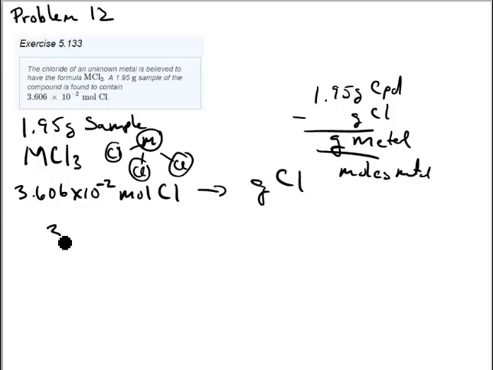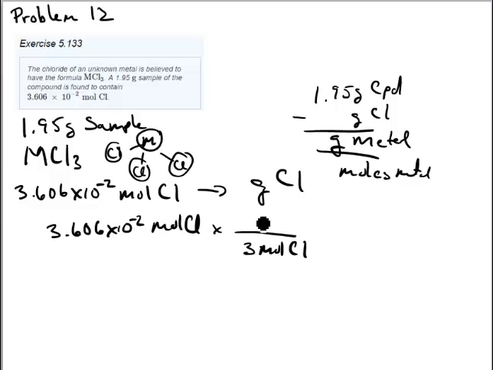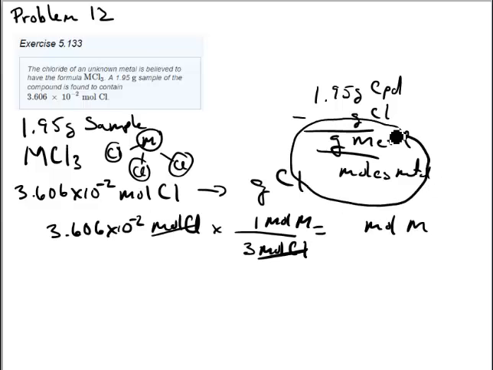So if we have 3.606 times 10 to the minus 2 moles of Cl, and we know we have 3 moles of Cl to every 1 mole of M, that'll tell us how many moles of M we have. And now we have grams per mole. That should allow us to identify what that unknown metal is, right? That's the problem. I can work through it, but it's really now just things that you've done before.